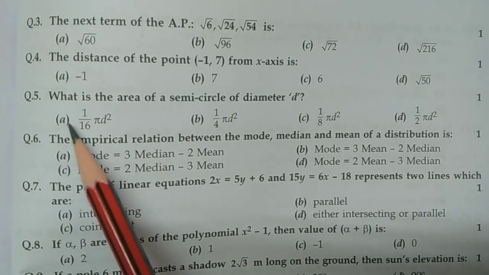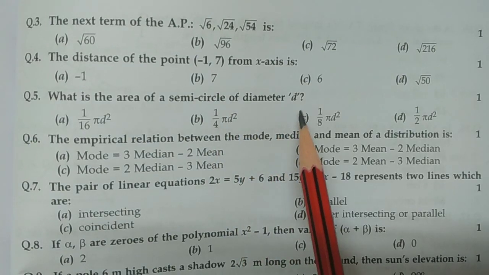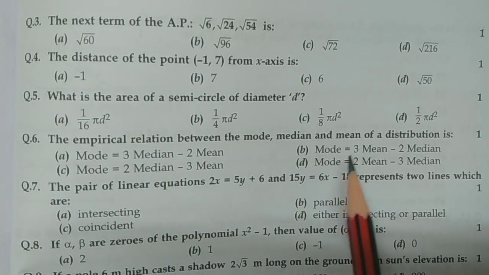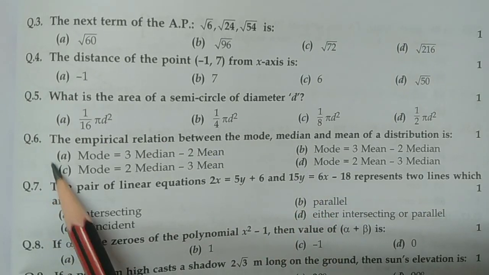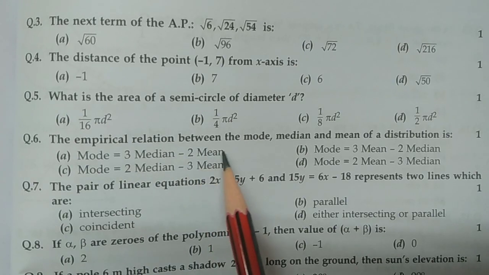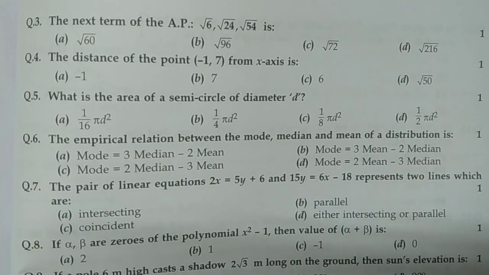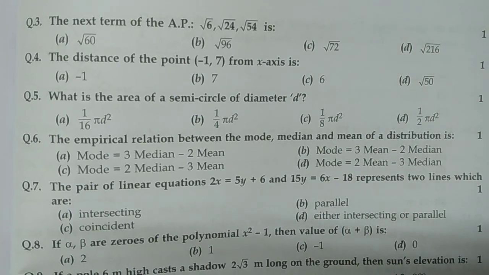Now question number 5 here. What is the area of a semicircle of diameter d? You have these 4 options. You can find the correct answer. Question number 6. The empirical relation between the mode, median and mean of a distribution is. You have these 4 options, and you can find the correct answer.